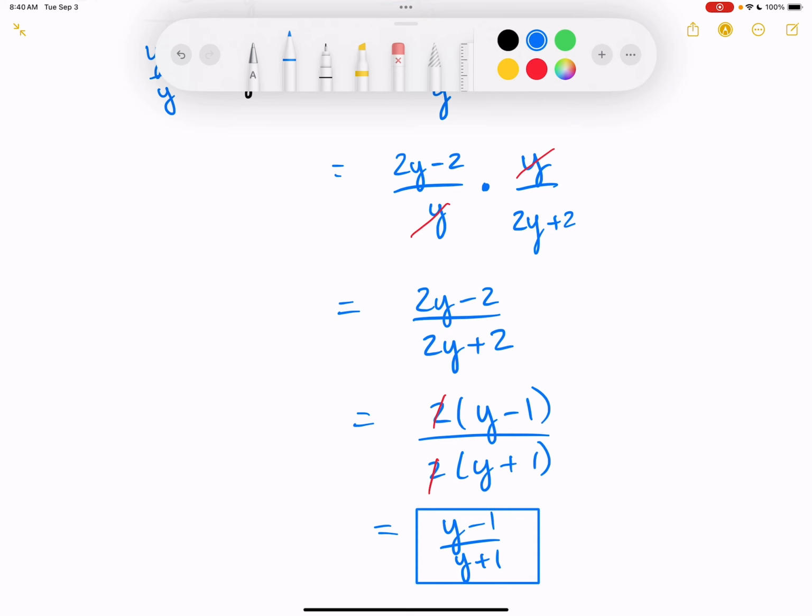Any questions on that? I know it's kind of a lot that happens in one little problem.